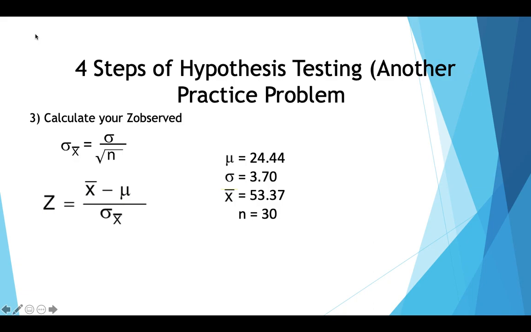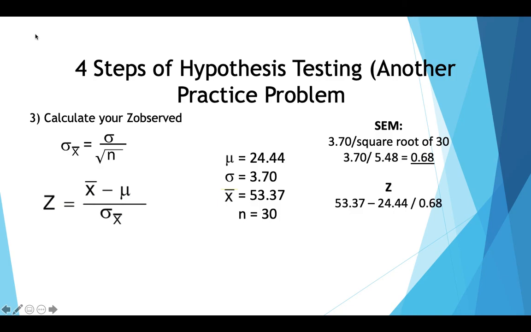Now we'll calculate our z observed. So for standard error of the mean, we have 3.70 divided by the square root of 30. So 3.70 divided by 5.48 gives us a standard error of the mean of 0.68. For our z, we will take 24.44 and subtract it from 53.37 and then divide it by the standard error of the mean. And we get a value of 42.5.